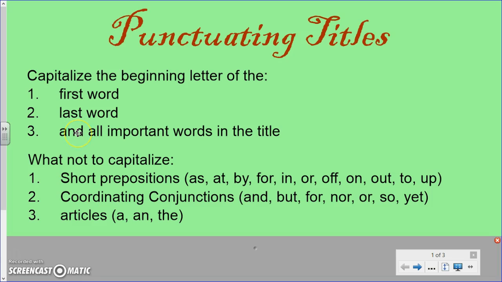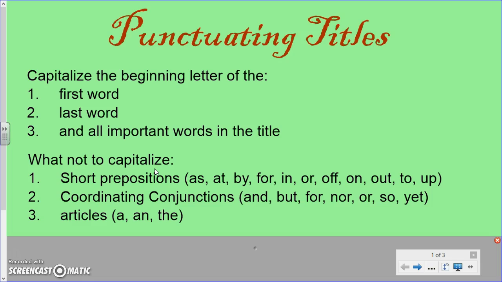The other thing is the third part here, all important words in the title. Important words are usually bigger words. They have more meaning, they have more emphasis. Now, looking at what not to capitalize, think of short words that really aren't important, that can really be left out, I don't want to say taken out of the title, but are unnecessary.